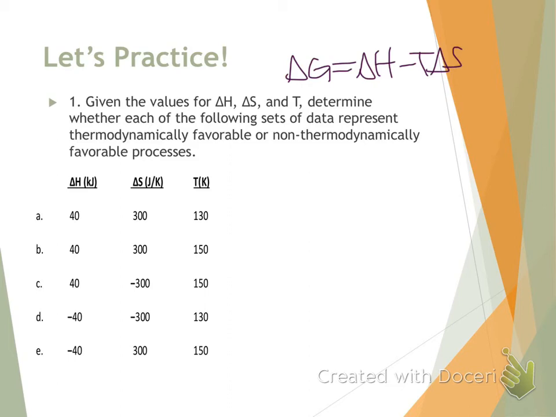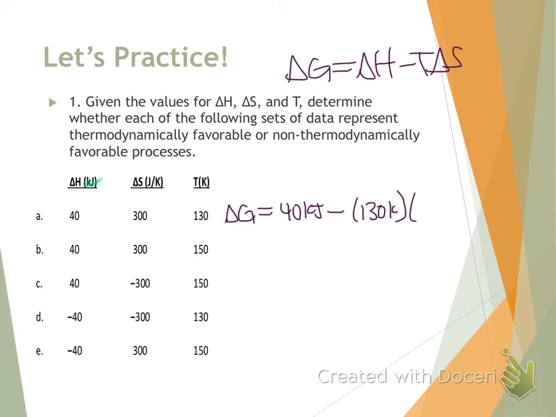So as we look at our first set of data at A, we have a positive delta H and a positive delta S. Well, positive delta H, not favorable. Positive delta S, yes, favorable, so it depends on temperature. Positive, positive, we're favorable at high temperatures, but that's kind of all relative. So here we're going to need to use our equation to actually calculate that delta G. So for delta G, we have delta H, which is our 40 kilojoules, minus our temperature in Kelvin, it already is, so 130 Kelvin, times our delta S.